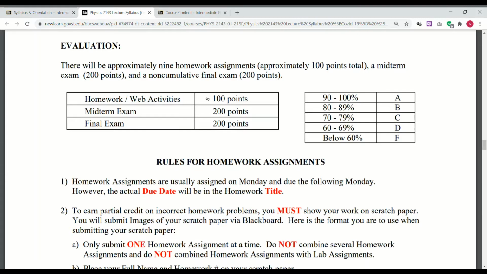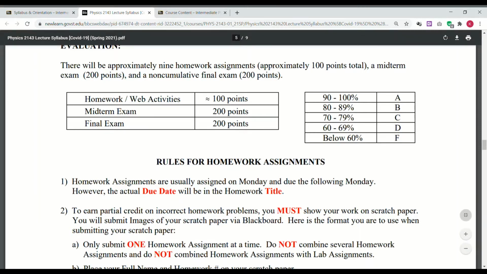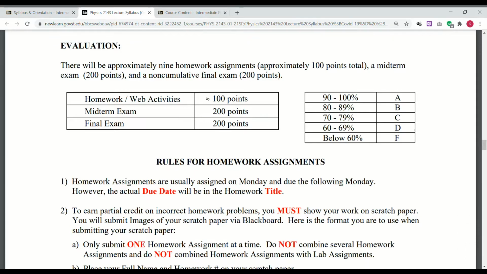The reason why I have you show your work is that if you get a problem wrong on the homework assignment, you can still earn partial credit if I see you had the right formula but maybe you didn't have the correct units or you didn't square something. Please do that, because if you get it wrong and there's no work, then it is completely wrong. Each homework question is worth 1 point.